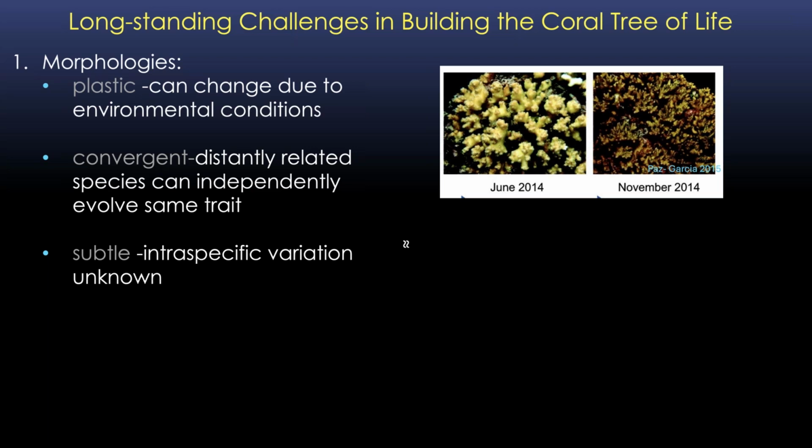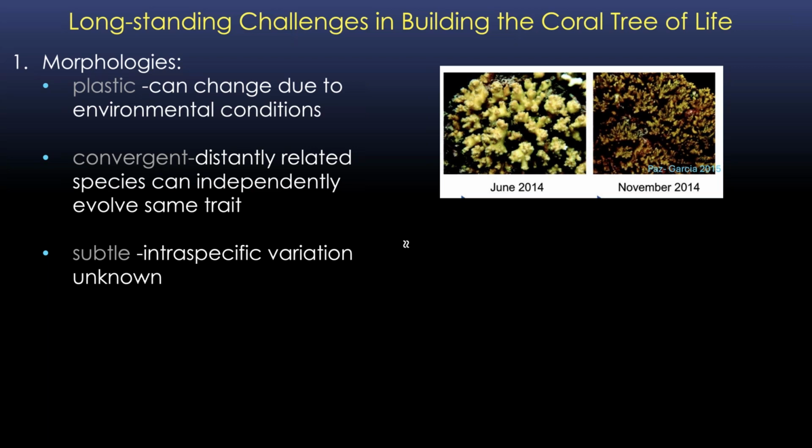So this image on the right is a study done by David Paz Garcia, where he followed different coral colonies and monitored the morphological changes in those colonies. Over just a few months, the morphology changed drastically to the point where it looked like a different species. And this was just due to the strength of storms and waves that had come through the area.